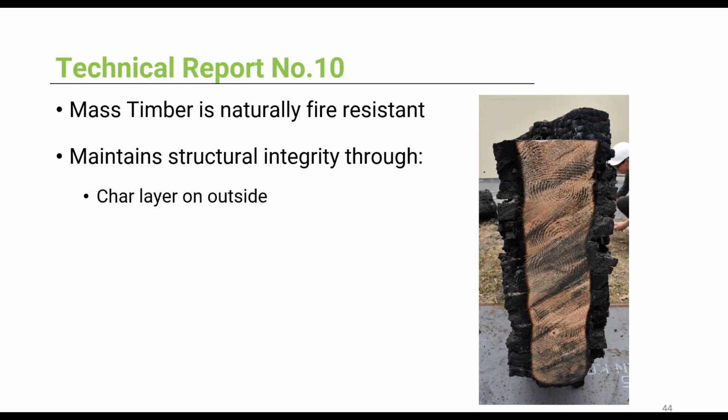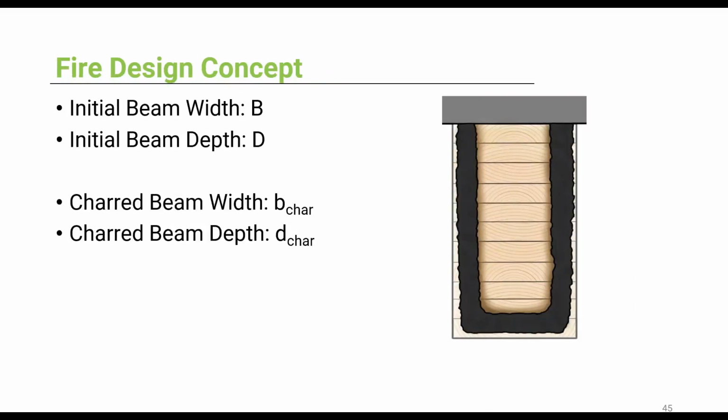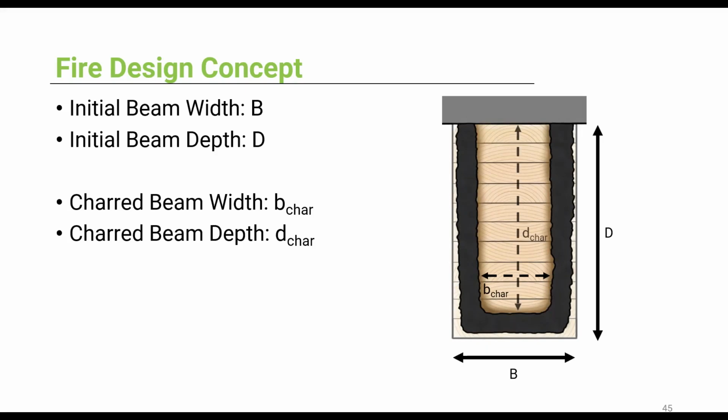If you ever go camping and you decide to burn a big log all the way through, you'll see that's actually quite difficult, and that's because of this char layer here. Let's look at a typical charred wood member. If before the fire has started you had an initial beam width of B and a beam depth of D, after the charring, the beam width will reduce to B char and the depth will also reduce to D char.